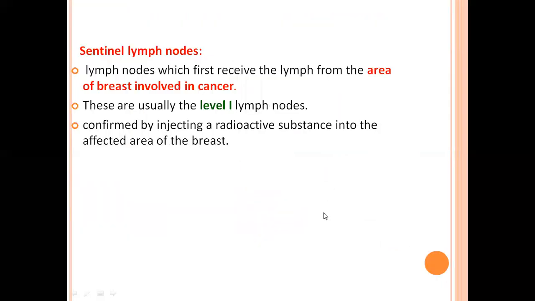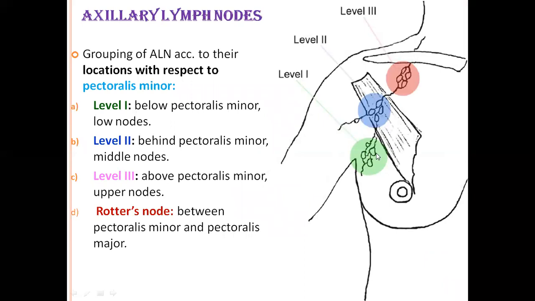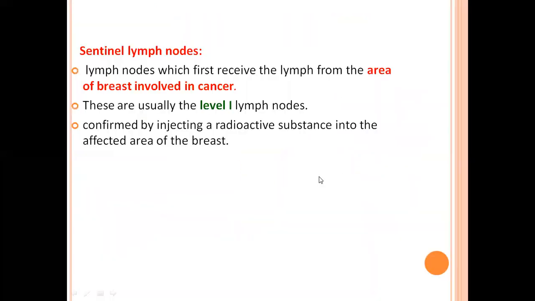Okay, coming to clinical anatomy, sentinel lymph nodes receive the lymph from the area of breast involved in cancer. They are usually the level 1 lymph nodes. Which are the level 1? This one. Level 1 lymph nodes are confirmed by injecting a radioactive substance into the affected area of the breast.